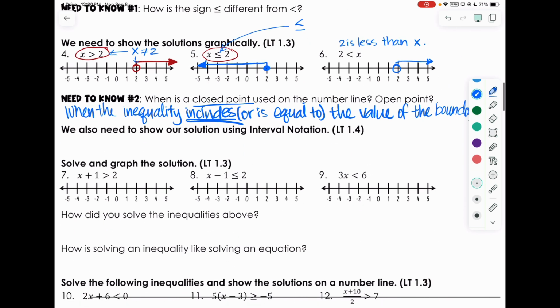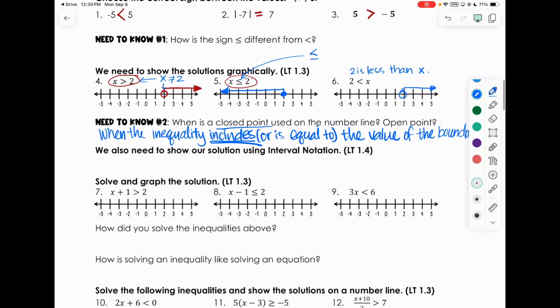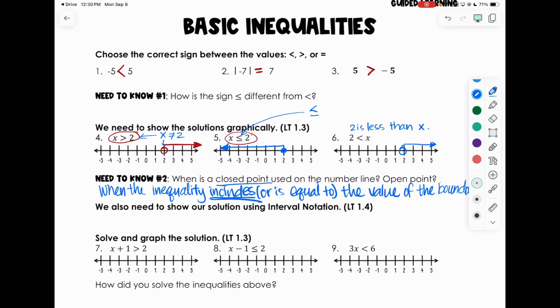Open point. What does an open point mean? When I say boundary, do you know what I'm talking about? The number that the inequality is set against, I guess. If the inequality is x is greater than 2, the 2 is the boundary. If I have x is less than -5, then the boundary is -5. Does that make sense?